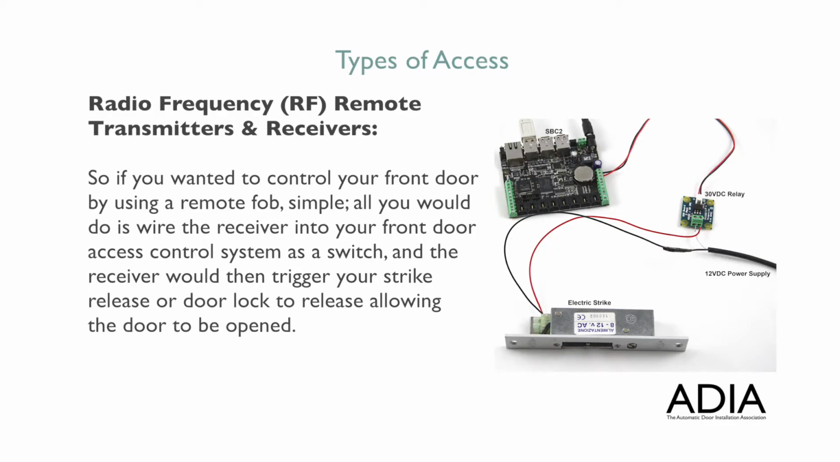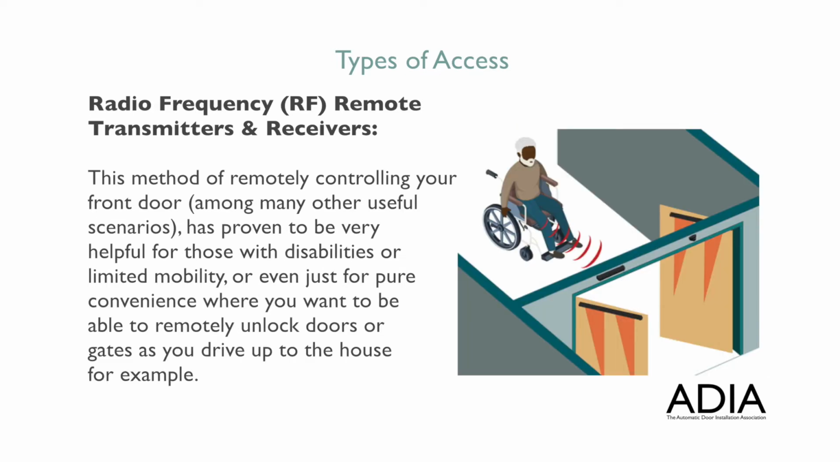So if you wanted to control your front door by using a remote fob, all you would need to do is wire the receiver into your front door access control system as a switch, and the receiver would then trigger your strike release or door lock to release, allowing the door to be opened. This method of remotely controlling your front door, among many other useful scenarios, has proven to be very helpful for those with disabilities or limited mobility, and even just for pure convenience where you want to be able to remotely unlock doors or gates as you drive up to your house, for example.